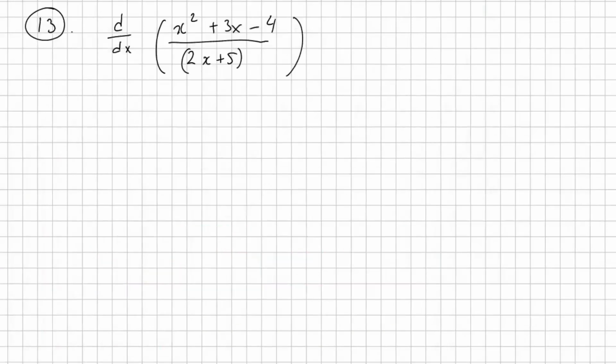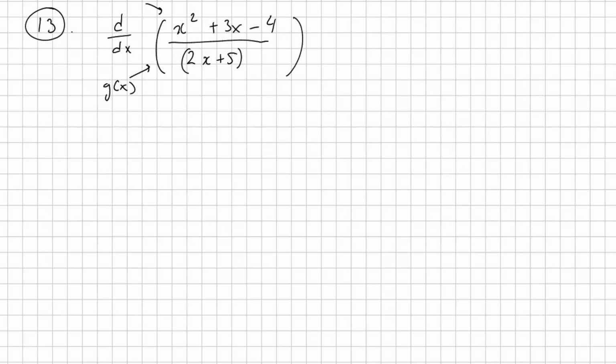Alright, so here for question 13, we're being asked to take the derivative of (x squared plus 3x minus 4) over (2x plus 5). So what we need to do here is use the quotient rule. We can determine that this is going to be our g of x in this case, and this is going to be our f of x. So let's get to solving this.